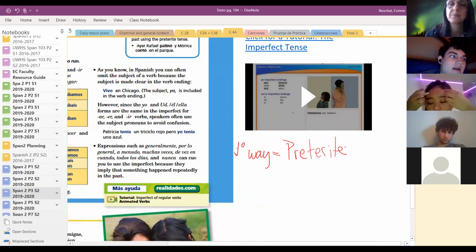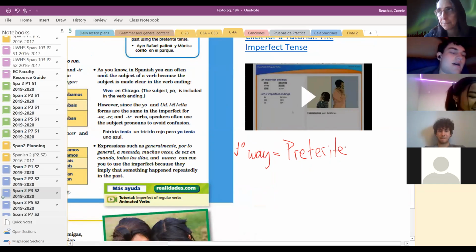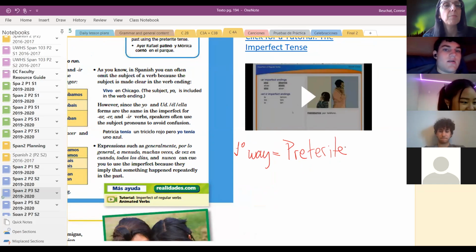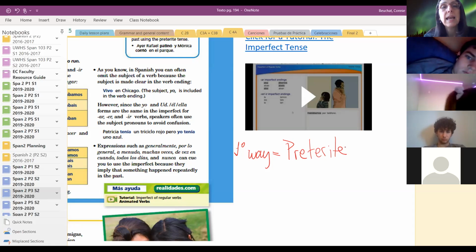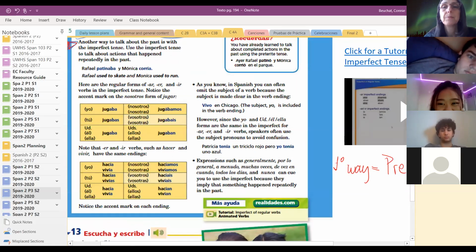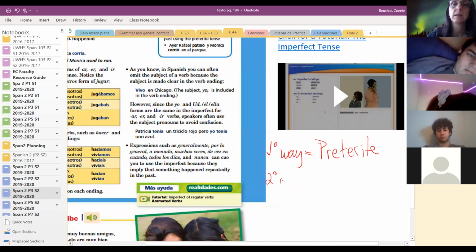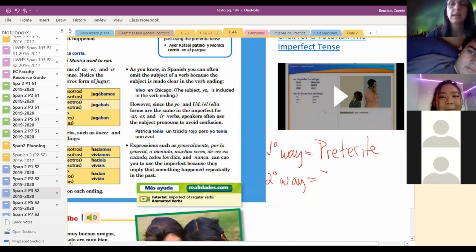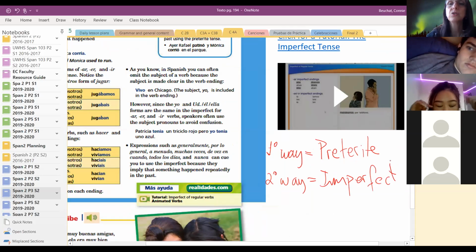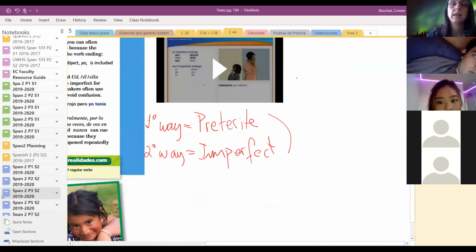There are several endings, like o, e, aste, amos, astes, and aron. Yes, the last one for the AR verbs. Preterite is for things that happen in the past. Now, here we have a second way, and the second way is called imperfect. So these two verb tenses both talk about the past.